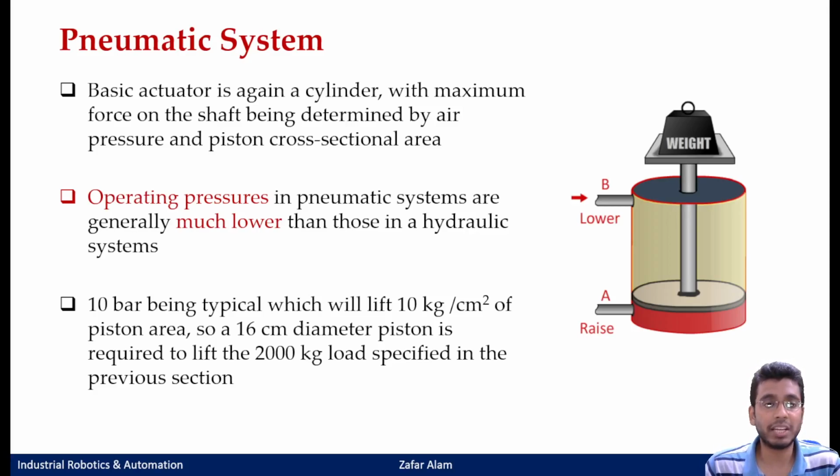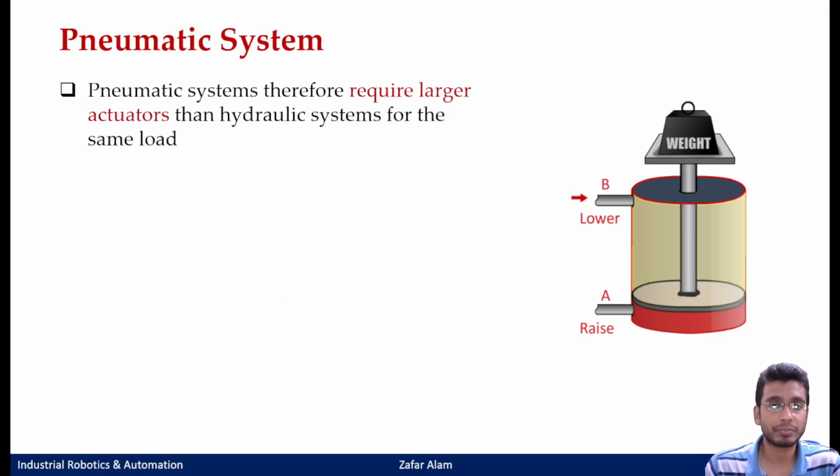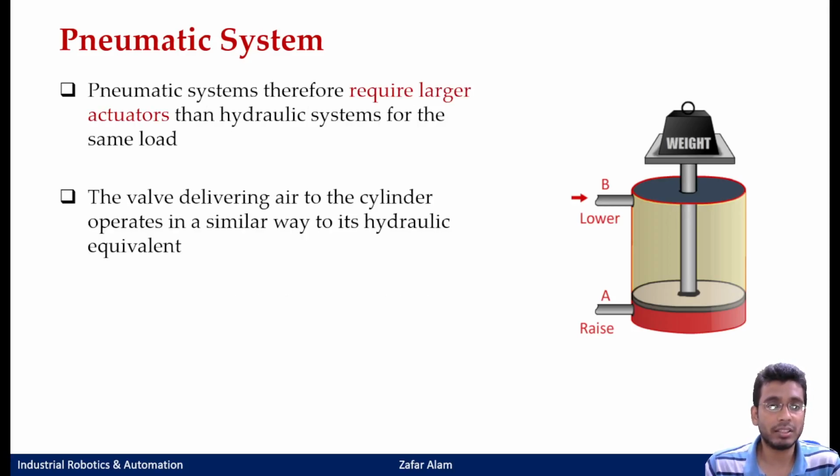So again, that same task can be done using smaller actuators if you work on a hydraulic system, but a pneumatic system would require larger actuators. Why? Because the pressure at which your pneumatic systems work is very much less than your hydraulic pressures. The rest of the part, for example all your control elements used to extend and retract the cylinders, would again be the same as in your hydraulic systems.